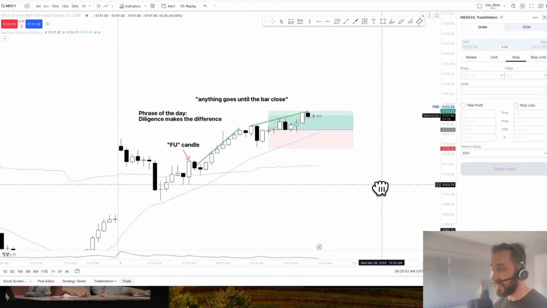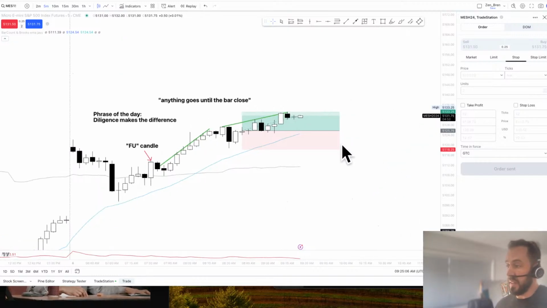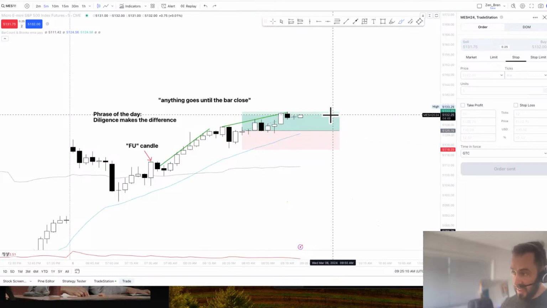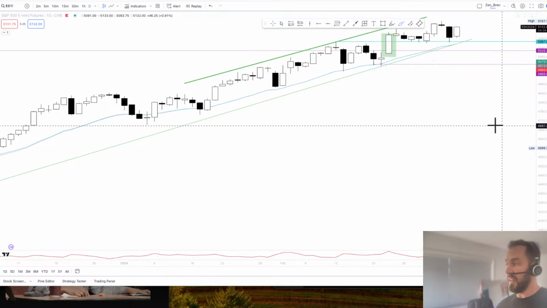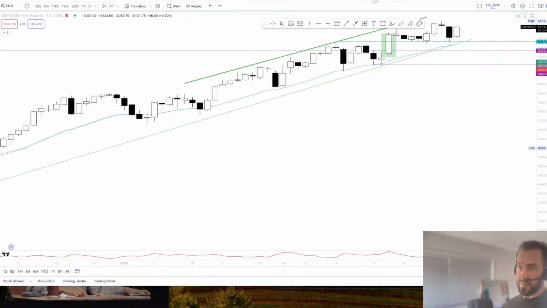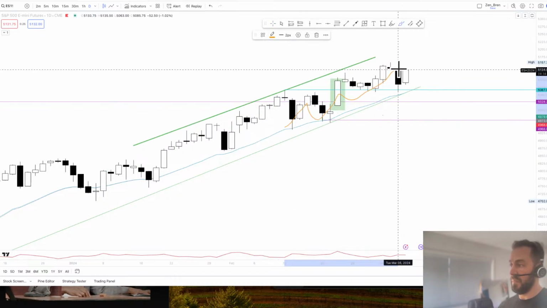Okay, so again, same pattern we're pointing out. This is a channel. And what's interesting to note is this is the same channel that's happening on the daily chart. This is the daily chart. Same thing.